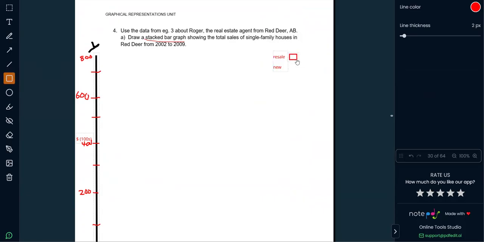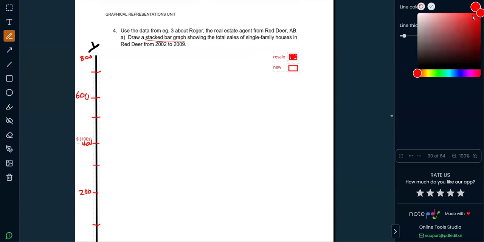Now, there's a couple ways you can do this. An easy one might be you're going to make this one red. Red is resale. And then new is blue. So if you have multiple colors, that's an easy way to distinguish stuff.